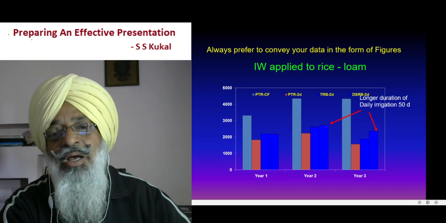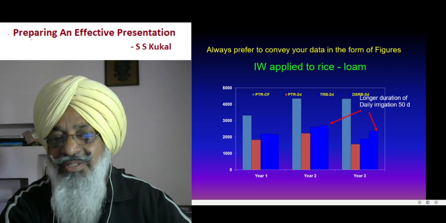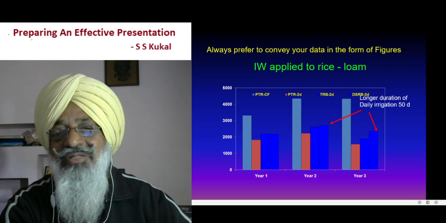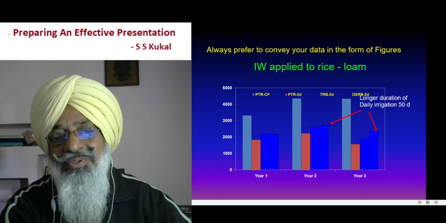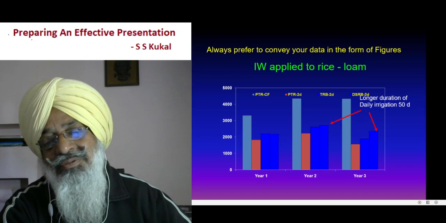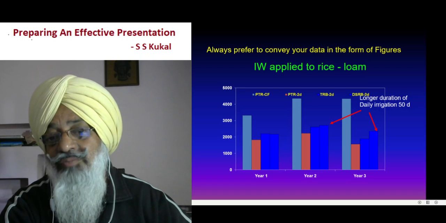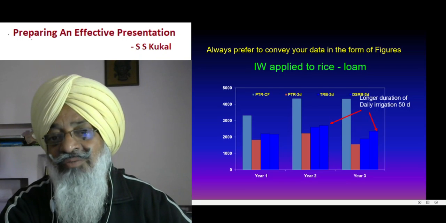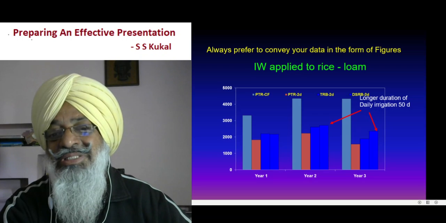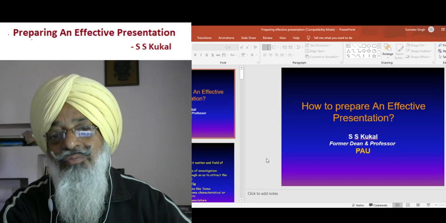So this is how we can reinforce our slides with photographs, with data in the form of diagrams or figures, and also with video clippings if you have them. This is how you make your presentation very effective, and it also becomes easy for you to explain things.